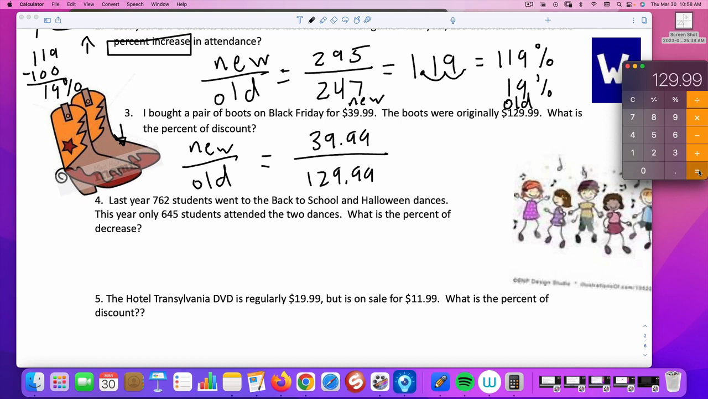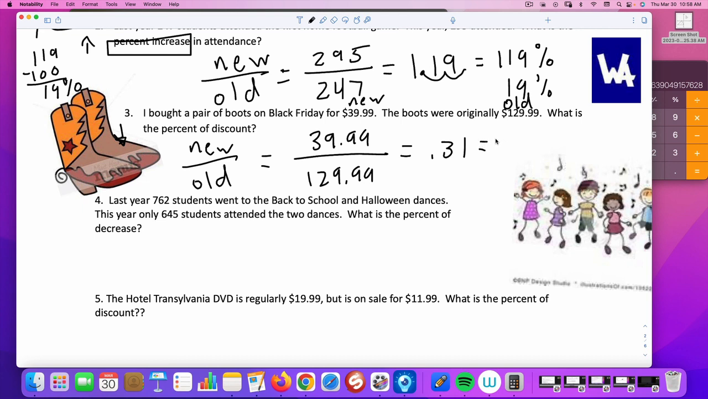What do you get? Silent hands. Colton. 0.307 would round to 0.31, which is what percentage? 31%. I was okay with whole class there, I just didn't say it. So this is 31% that he paid. It's not 31% off. You have to take 100 since it's a markdown, and we're going to subtract 31. 100 minus 31 is 69% about.